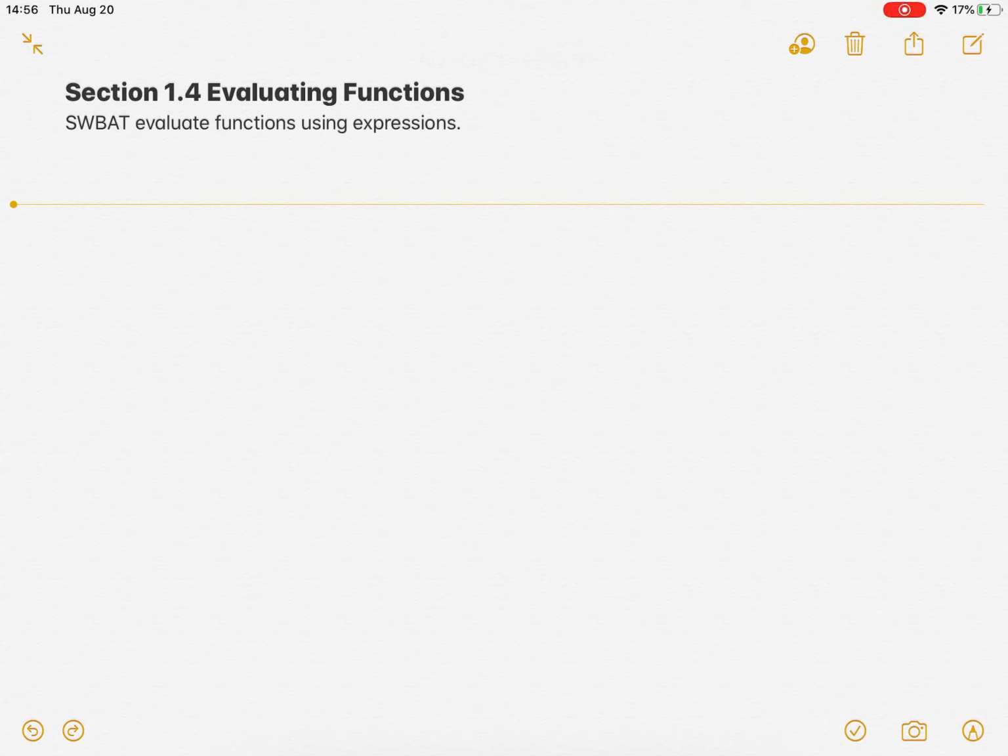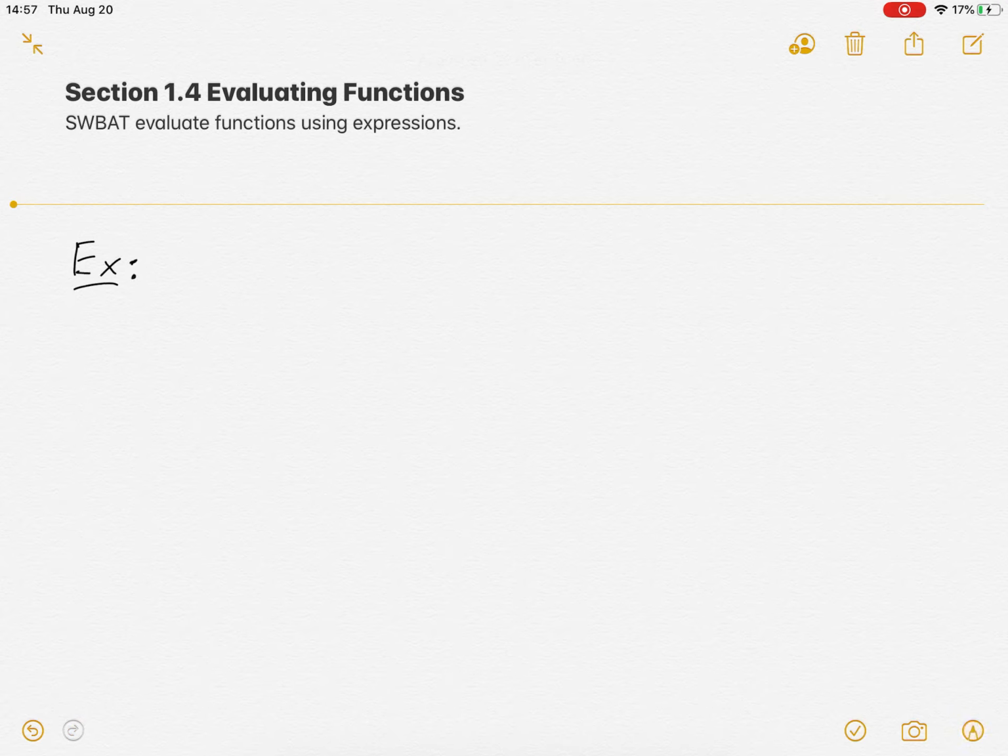Welcome back, everyone. We're still in section 1.4, and in this video we're going to talk a little bit more about evaluating functions. So my goal is for you to be able to evaluate functions using expressions in this video. So let's talk a little bit about what I mean with this, and let's just get right into an example.